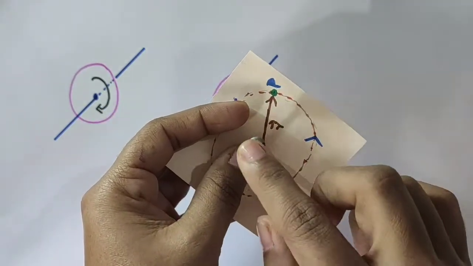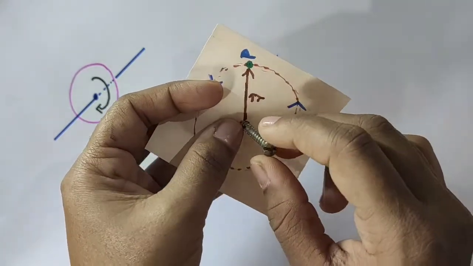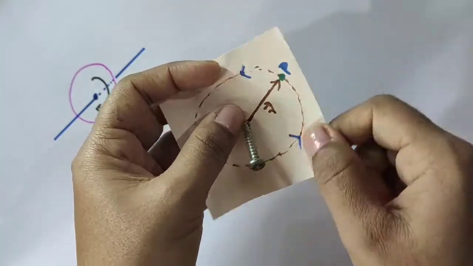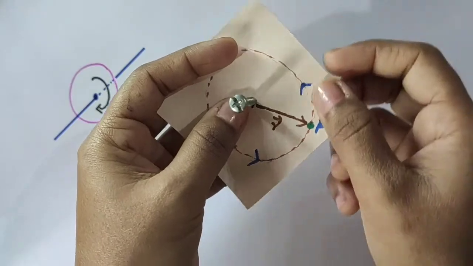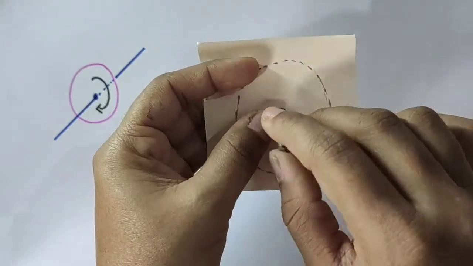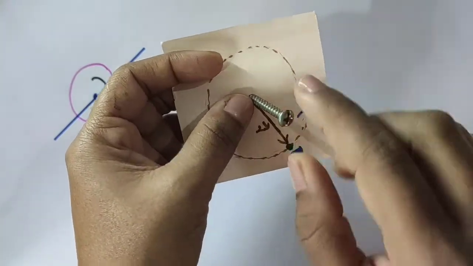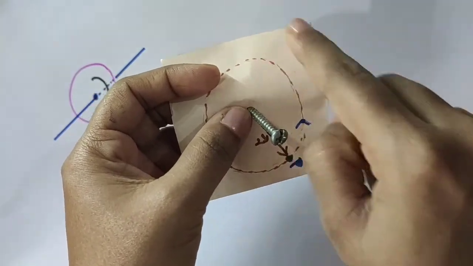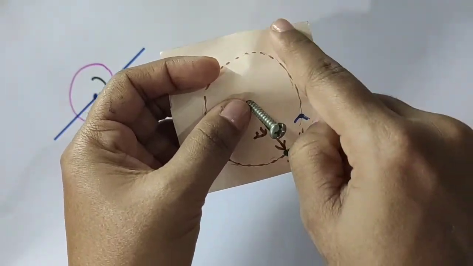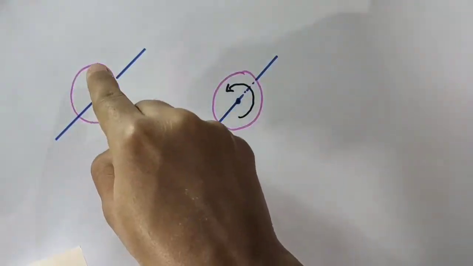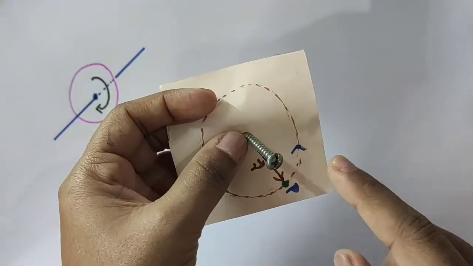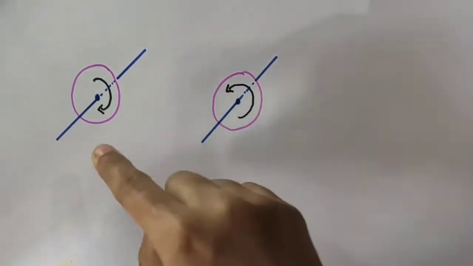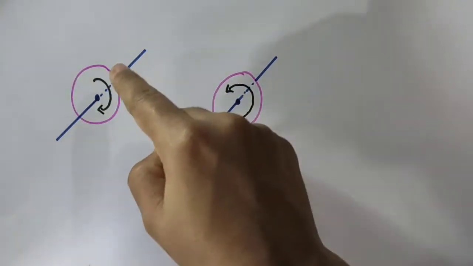Then I am taking a screw here and rotating the screw in the direction in which the body rotates. We said the body is rotating in the clockwise direction. So we take a screw and rotate the head of the screw in the direction in which the body rotates. See, the body rotates in the clockwise direction, which is shown here. This body is rotating in the clockwise direction, and this blue colored one is the axis of rotation.